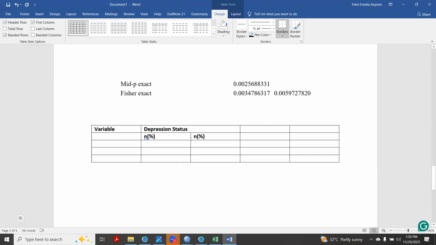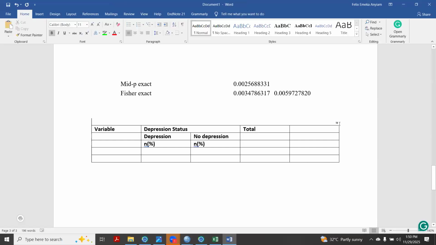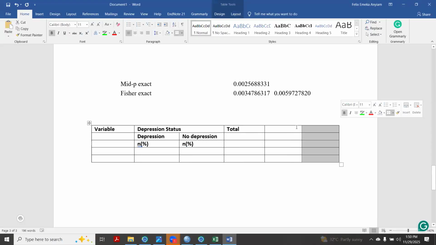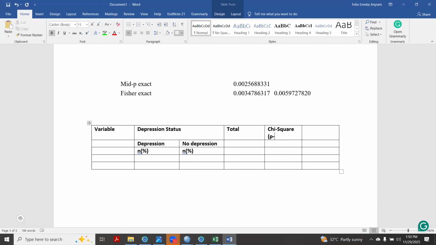Sorry, I missed this. This will come down. Here we'll have depression first, depression, then no depression. Then here we will have total. So I will need one more column. We have total. I'll need one more. Then here I will have my chi-square, my chi-square in bracket, my p-value. Yes, I will need one more again.